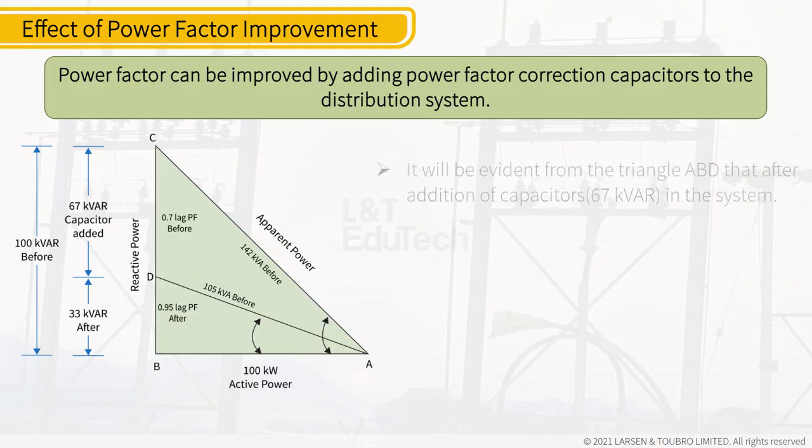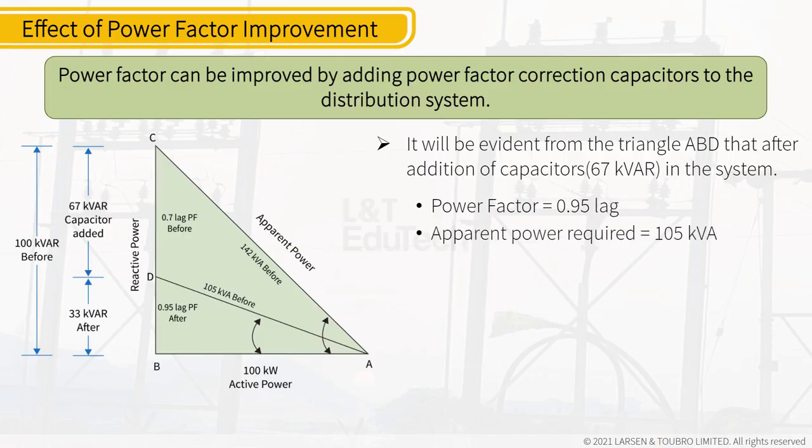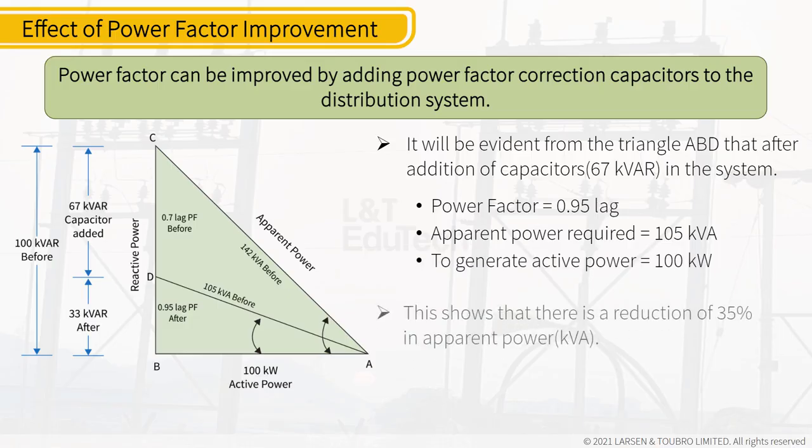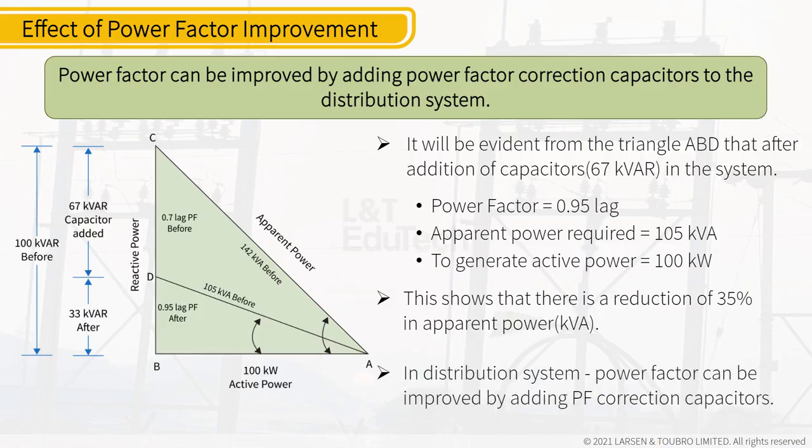It is evident from triangle ABD that after addition of 67 kVAR capacitors in the system, power factor is 0.95 lag, and apparent power required is 105 kVA to generate active power of 100 kilowatts. This shows that there is a reduction of 35% in apparent power in kVA. In a distribution system, power factor can be improved by adding PF correction capacitors.